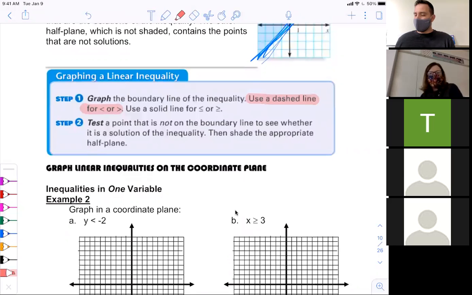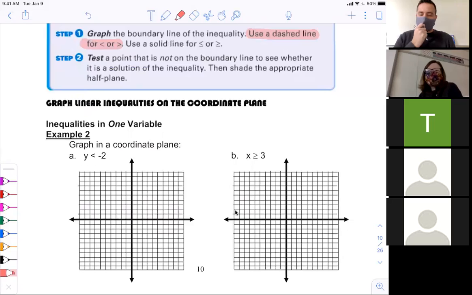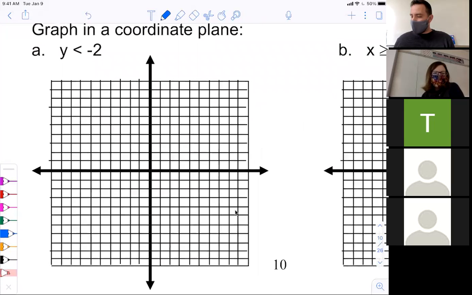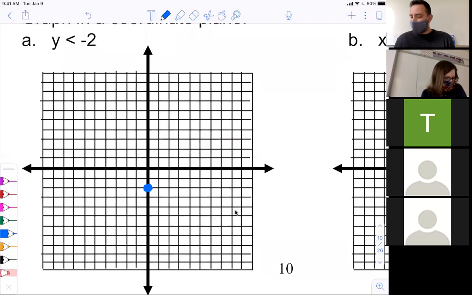So we'll go ahead and we'll do a little graph. y equals -2. So I'm going to put a dot. For this case, your slope is 0 and your b is -2. So I'm going to put a dot on -2. And Peyton, using our definition for step 1, should we draw a dashed line or a solid line? Dash. Yeah. So we're going to draw a dashed line.